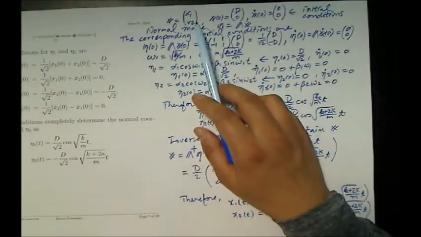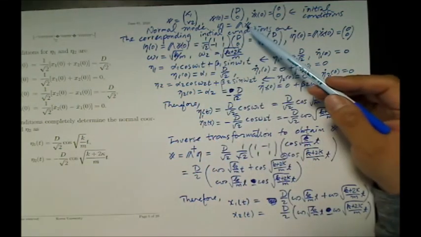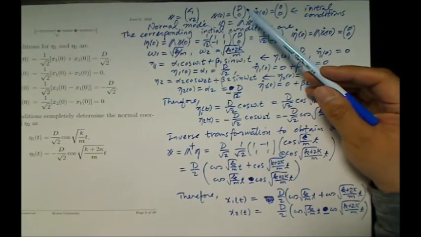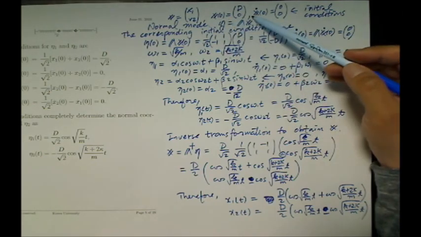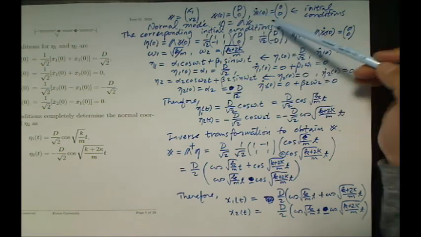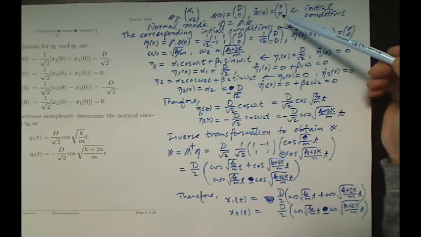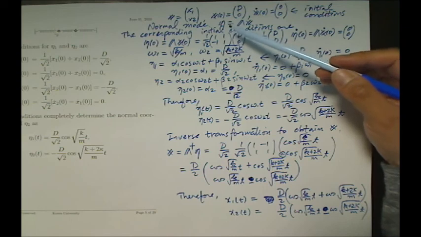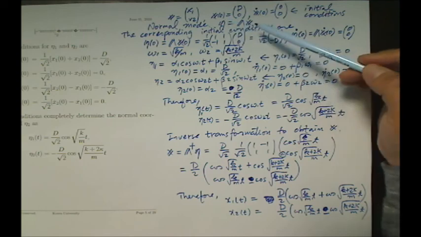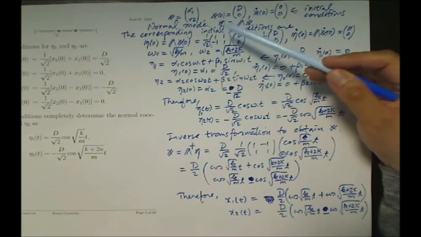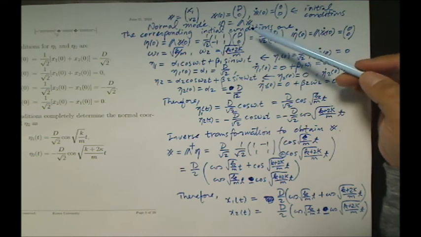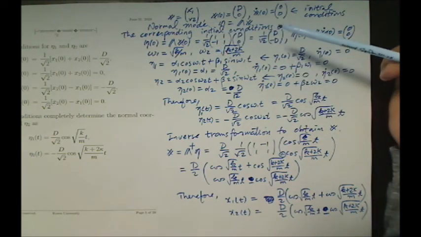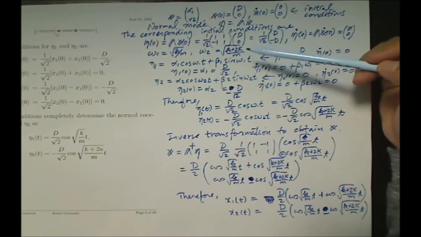Now the initial conditions for x1 and x2 are given here. They are x1 and x2 at t equals 0. The given initial conditions are d0, and the initial conditions for the velocities of x1 and x2 are both 0. Now we can transform into the normal modes. Initial conditions for the normal coordinates can be obtained by multiplying the lambda matrix to the original coordinate vector x1 and x2.